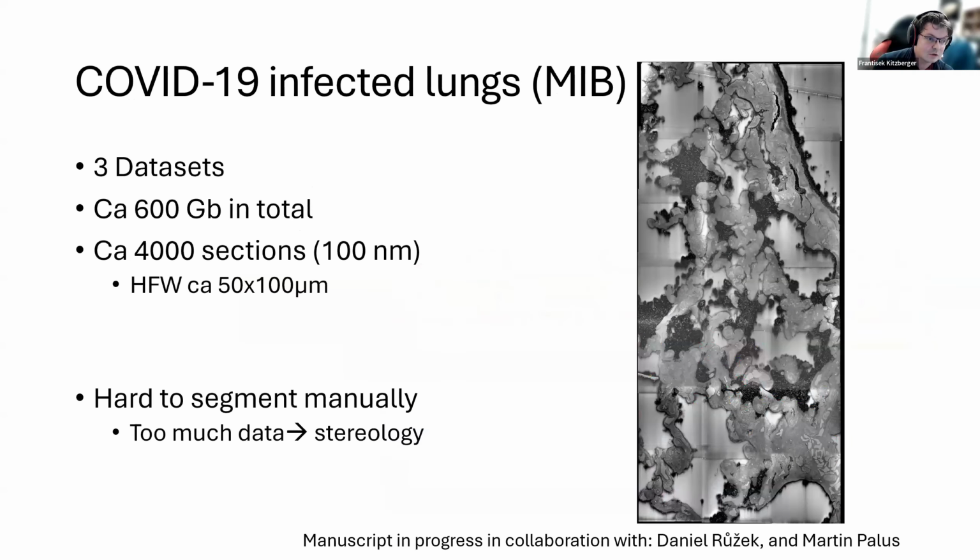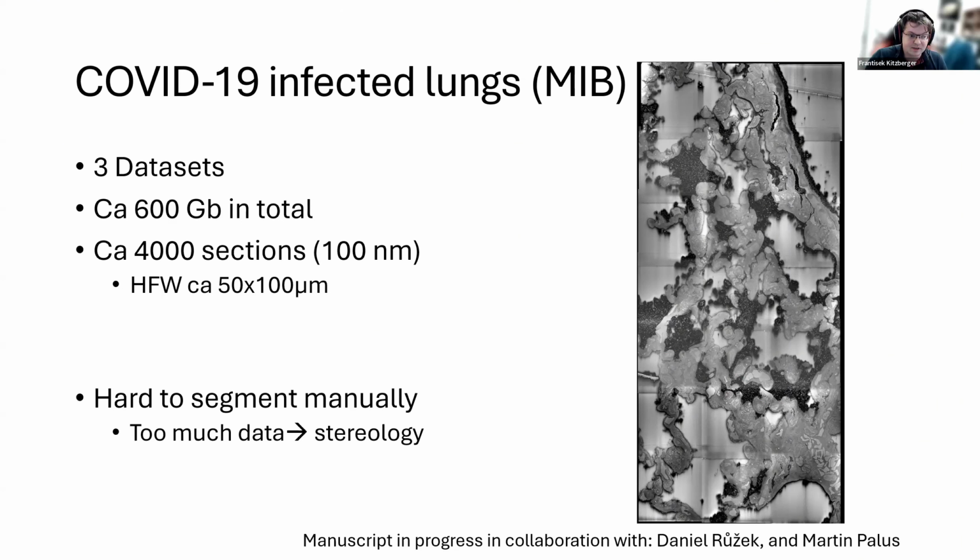So let's go to something a little bit different. This specific application will use only the brush. And this was in 2020 when COVID-19 actually appeared and started to be solved. So we recorded the data sets of the COVID-infected lungs on humanized mice. And we recorded three data sets with 600 gigabytes in total and about 4,000 sections. And if we wanted to segment this manually only with the tools I mentioned before, we wouldn't be done still.